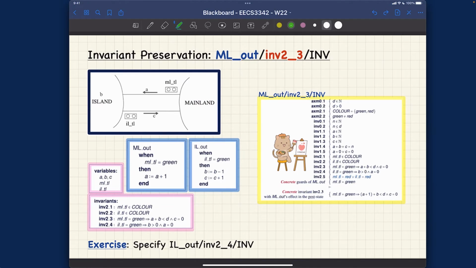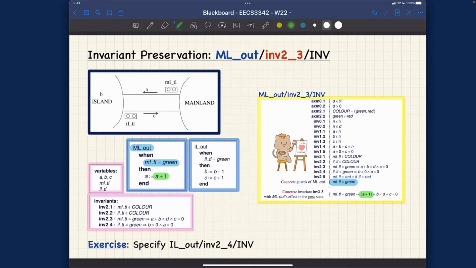Since now we are talking about ML out, let me highlight it. Let's say ML out over here, and let me use maybe blue just to be consistent. We got ML out over here, so that's the event. The concrete guard will be ML_TL equals green, so that's why you see in one of the hypotheses, it should be the concrete guard. We also got the before-after predicate for A, which will be A prime equals A plus 1. So that's why you also see A plus 1 over here, right?